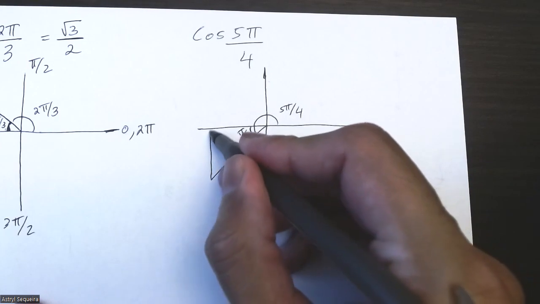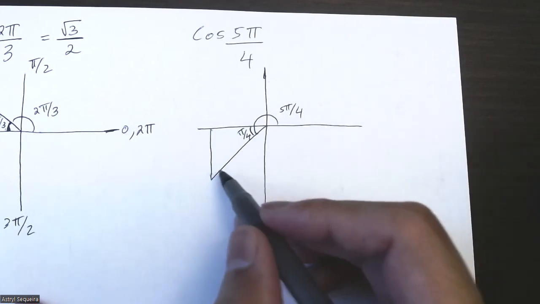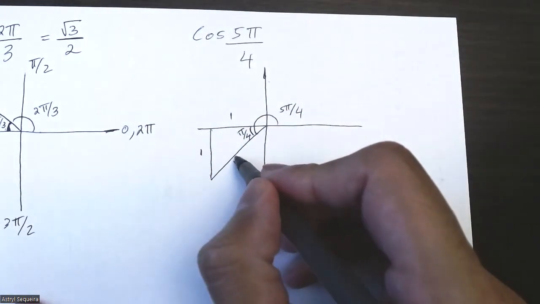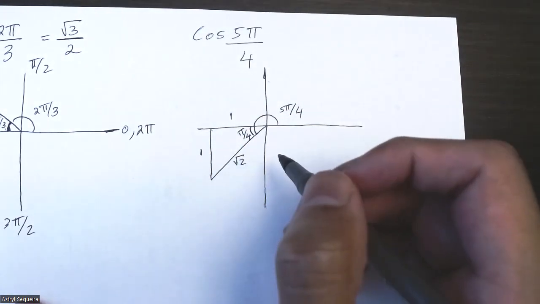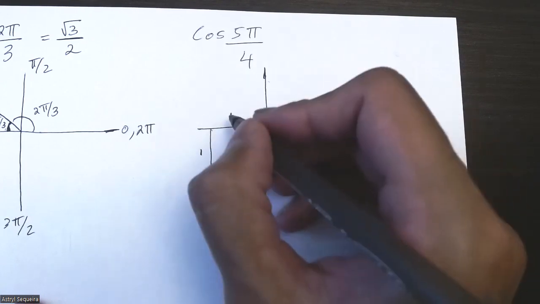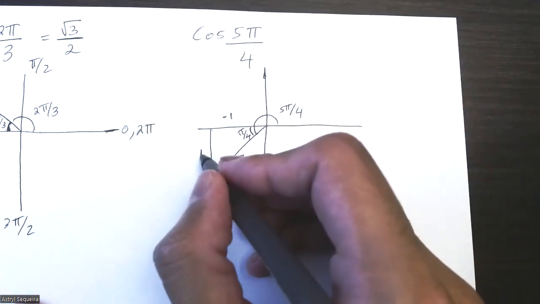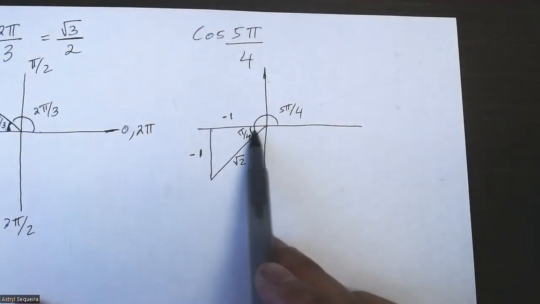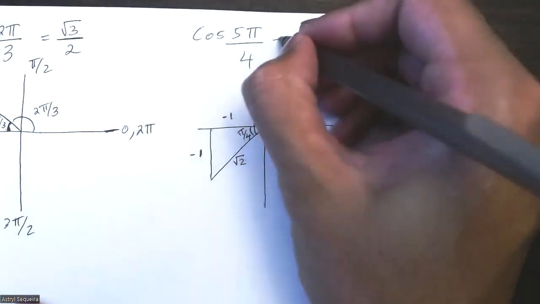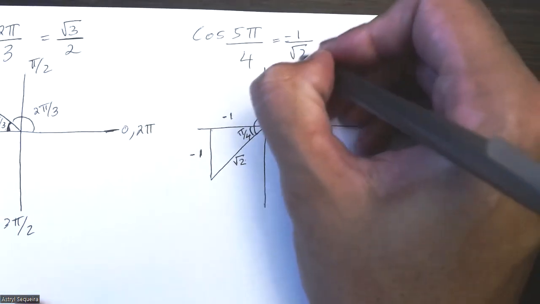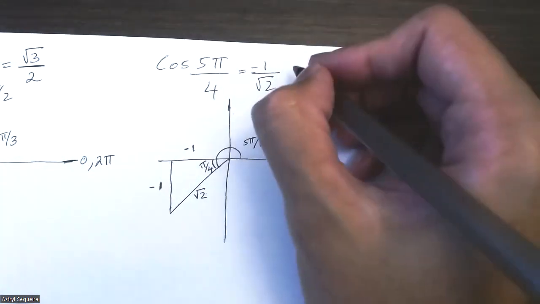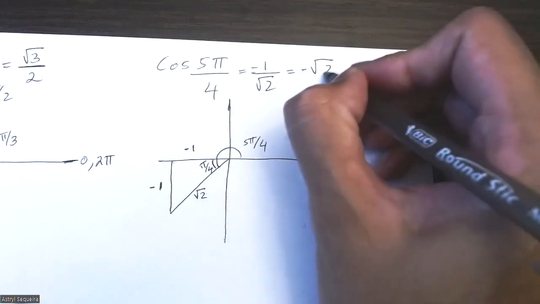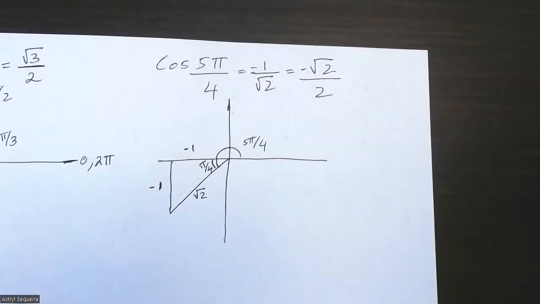This is the other special triangle with pi over 4, pi over 4. This is 1, 1, and this is root 2. And since this is my negative x quadrant, this is going to be negative. This is in my negative y quadrant. This is also going to be negative. So cos is adjacent over hypotenuse, which is negative 1 over root 2. And if you have to rationalize this, you can multiply the top and bottom by root 2. So you'll get negative root 2 over 2.